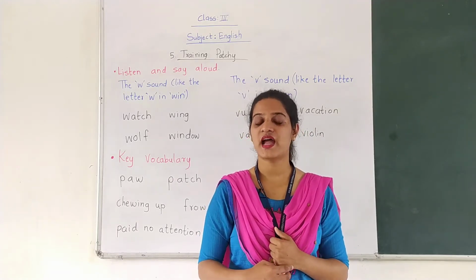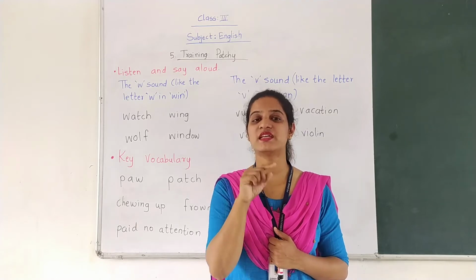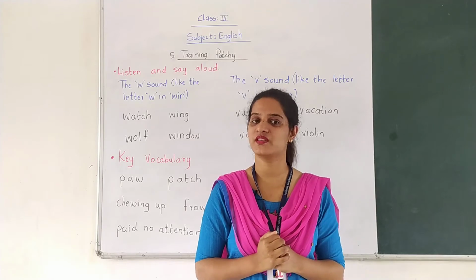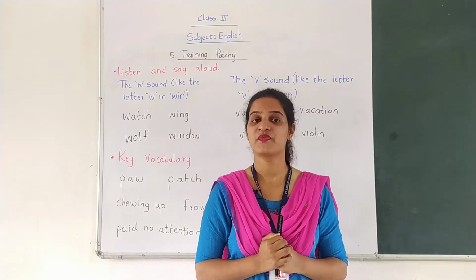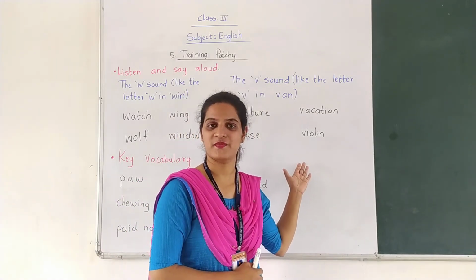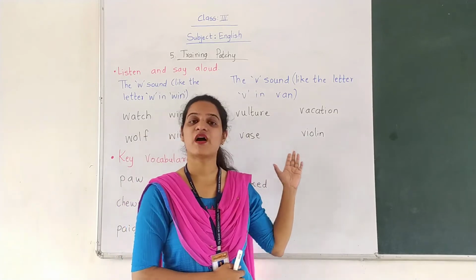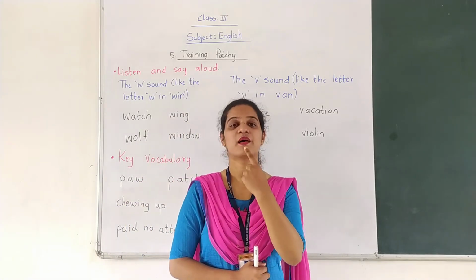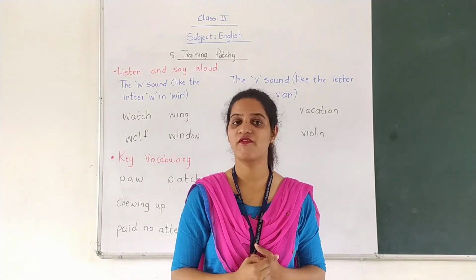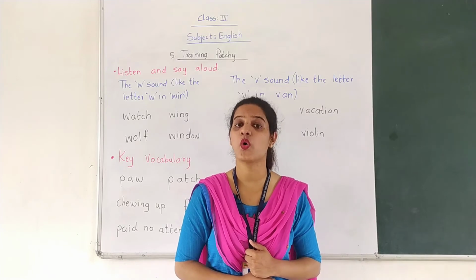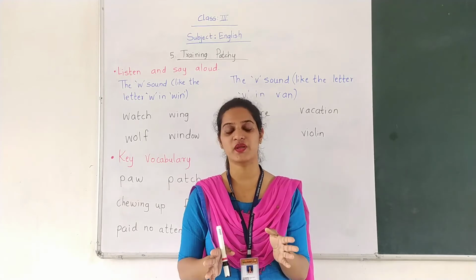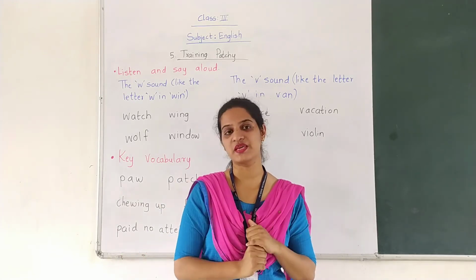Can you see that my mouth is making a round shape? My lips are making a round shape while pronouncing the words with W sound. W. Okay. But whenever I say the words with V sound, what happens? The sound is V, which means my upper teeth touch my lower lip. V. I don't say W, but I say V. So, this is the difference between W sound and V sound.